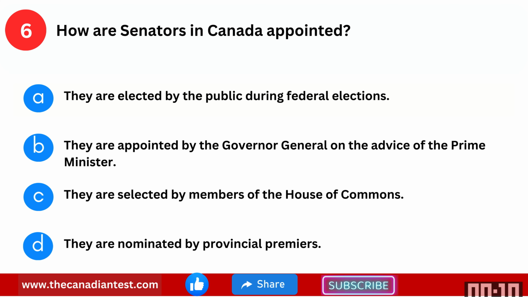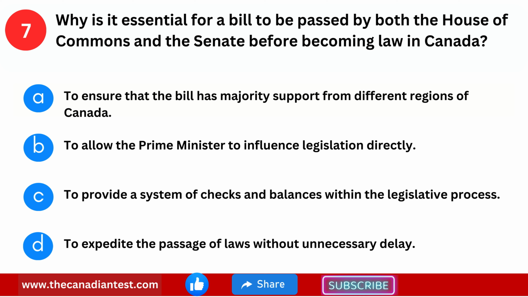Why is it essential for a bill to be passed by both the House of Commons and the Senate before becoming law in Canada? Option A, to ensure that the bill has majority support from different regions of Canada. Option B, to allow the Prime Minister to influence legislation directly. Option C, to provide a system of checks and balances within the legislative process. Option D, to expedite the passage of laws without unnecessary delay.